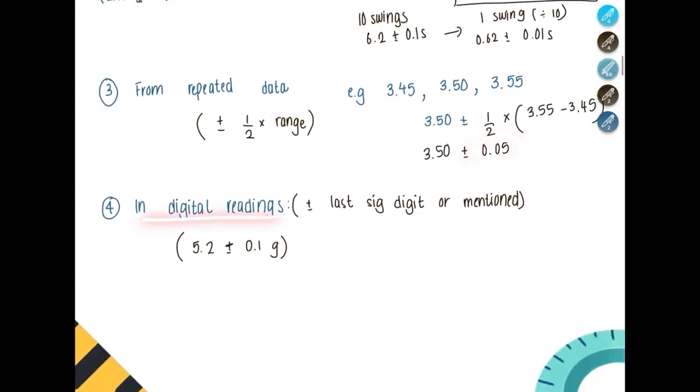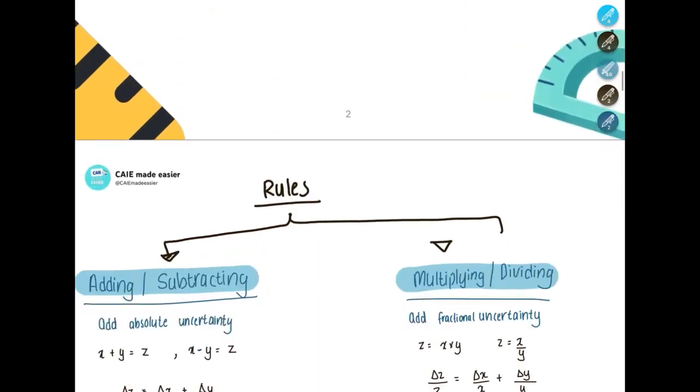In digital readings, it is plus minus the last significant digit. This is 0.1, one place after the significant figure, so we'll write plus minus 0.1 grams. Or it's going to be explicitly mentioned on your device. For example, you can have an ammeter and it would say the uncertainty is plus minus 0.01 milliampere or ampere, something like that. It will be specially mentioned.